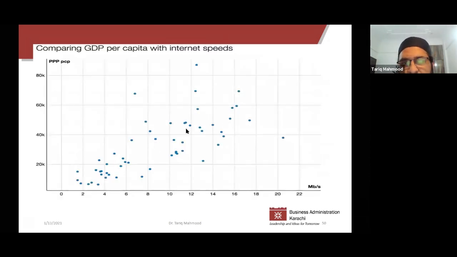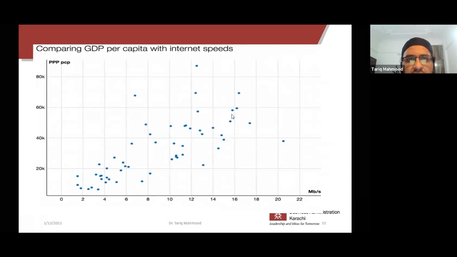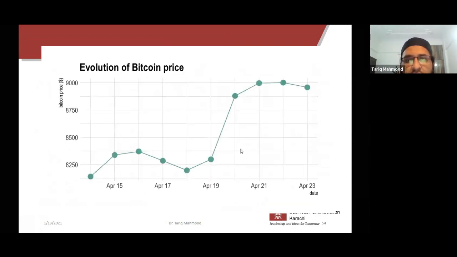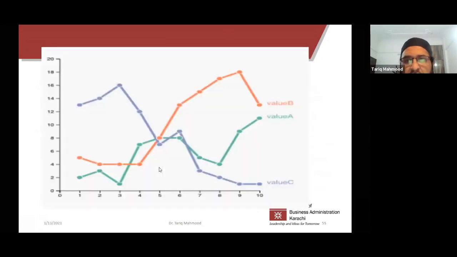GDP per capita with respect to internet speeds. Again, you can see the scatter plot कि वो किस तरह vary कर रहे हैं. I can see again a positive correlation. Output from reg line, surface temperature versus simulation time. In here we have a negative correlation, or I can also say no correlation. I can force a correlation, but it seems to be a negative one if I force it. Okay. Connected scatter plot, that gives you a bit better idea evolution of the Bitcoin price, how that happens.